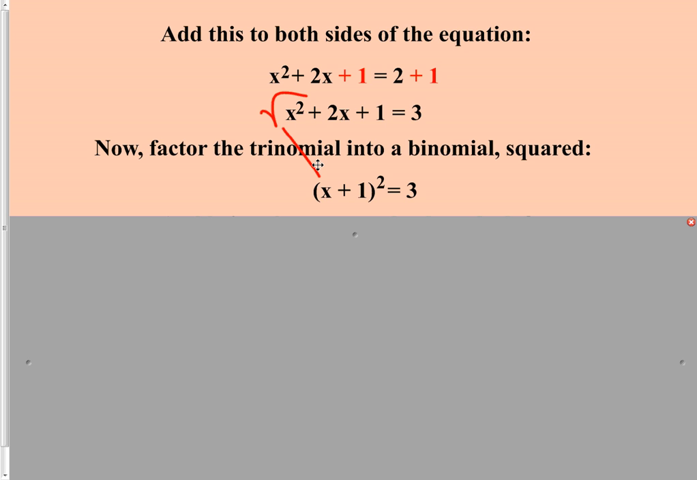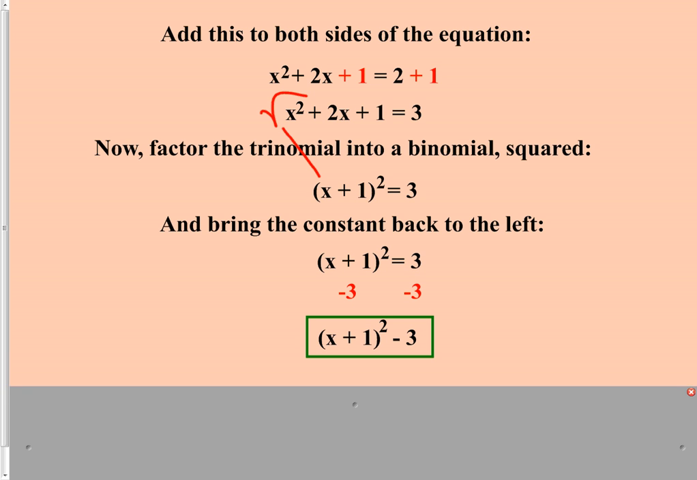And the only thing we get from the b term in the trinomial is the sign. Since it was plus 2x, we keep the plus. If it had been minus, then this would be a subtraction binomial there. And the only thing left that you have to do is bring the constant back over to the right side of the problem, and you've got your answer. It's factored. Okay, so look back at that if you need help.